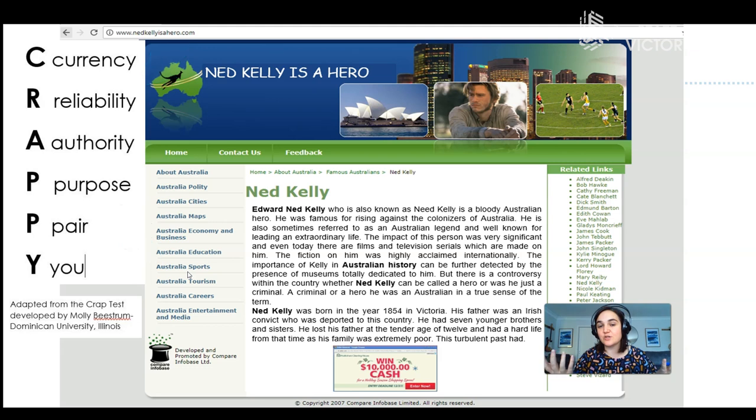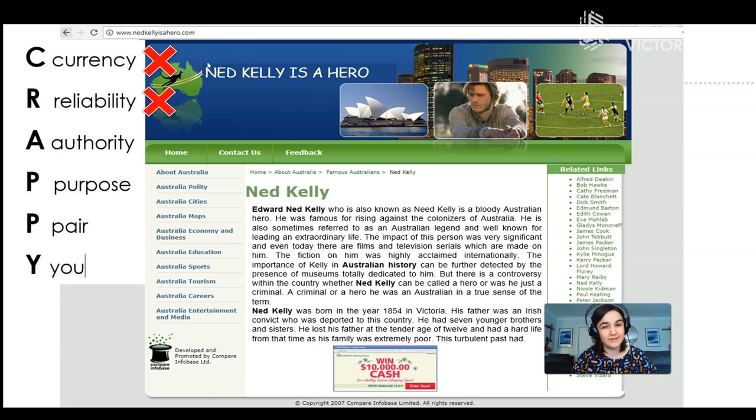All right, so I hope you're able to apply the crappy test fairly quickly to this one. It's a nice and easy one just to get you started using the crappy test. But as you can see, for currency, it was made in 2007. So it's definitely not current. It's not up-to-date information. As for reliability, we can see it's a .com here. So leaning towards it probably isn't reliable. A, as for authority, I can't see an author here. It's not telling me where this information has come from or who's written it, so I can't really tell whether there's any authority, but it doesn't really sound like it.